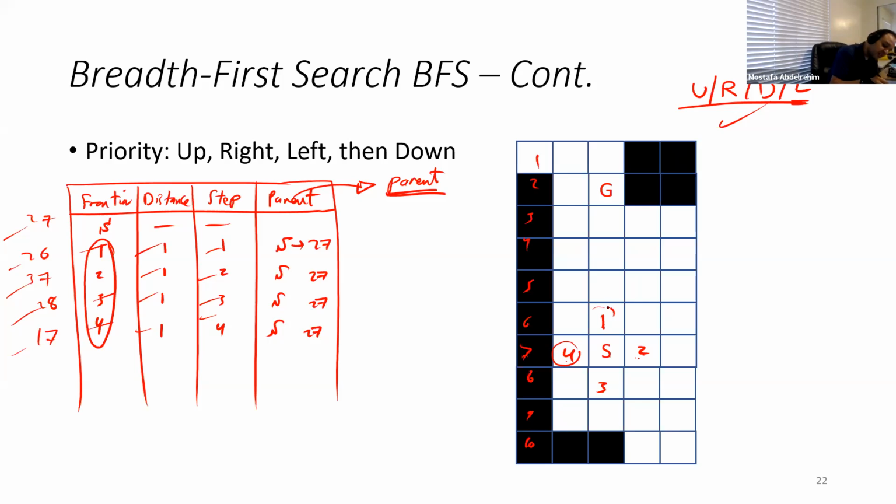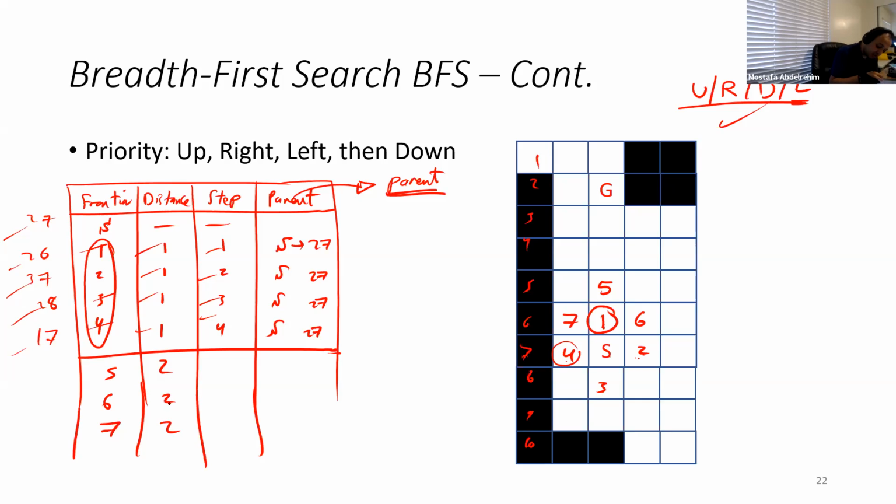Then you take, for example, this one. This is your frontier now. So then 5, up, right, 6, 7. 5, 6, 7. The distance will be 2. The step is 5, 6, 7. The parent is 1, which is 26.